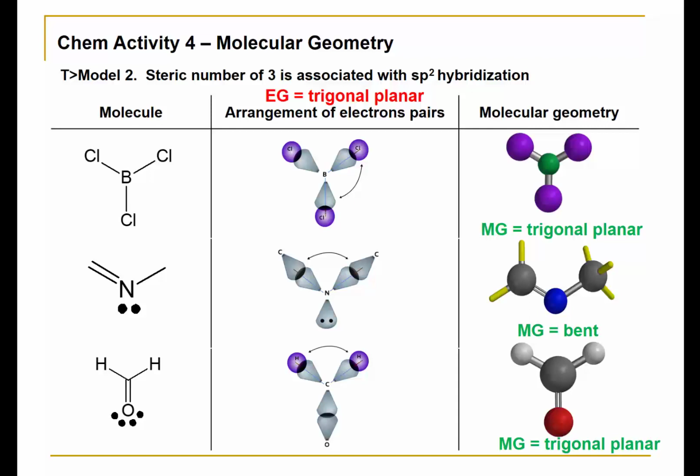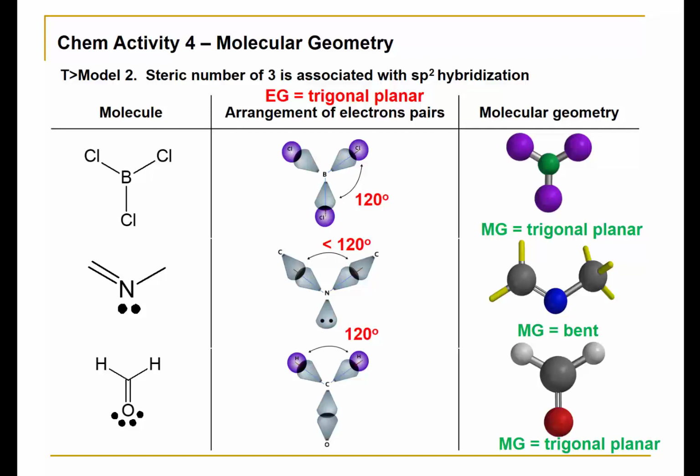In terms of bond angles, we'd expect 120, as there's no additional repulsion by a lone pair of electrons. We'd expect actually the bond angle here, the carbon-nitrogen-carbon bond angle, to be less than 120, because again, there's enhanced repulsion by the lone pair of electrons. But in this next example, again, the bond angle would be that typical for a trigonal planar geometry.